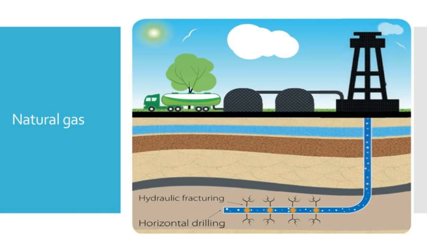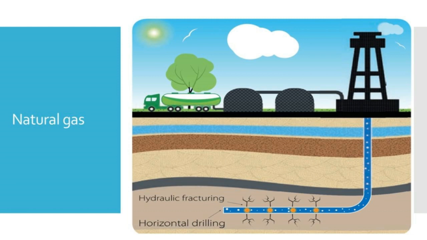Natural gas. Natural gas is a naturally occurring hydrocarbon gas mixture consisting primarily of methane along with other higher alkanes and a small percentage of carbon dioxide, nitrogen, and hydrogen sulfide. If the natural gas contains lower hydrocarbons like methane and ethane, it is called dry gas. If higher hydrocarbons like propane and butane are also present in the gas, it is called wet gas.